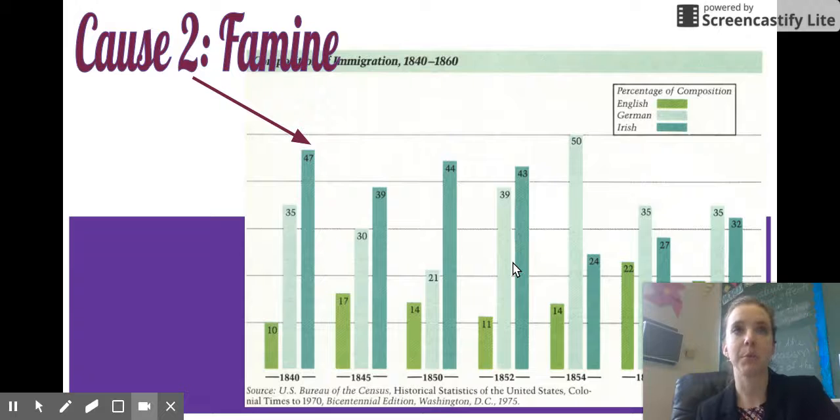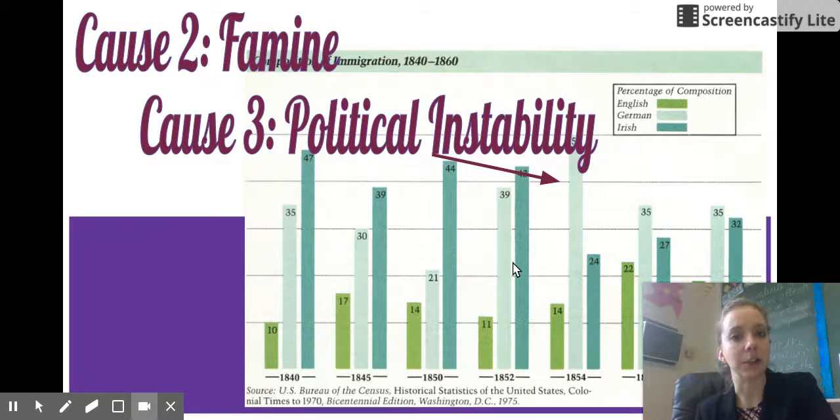Other reasons are what we would call more of the push factors, the things happening at home for the migrants who are leaving that might encourage them to leave. The first would be famine. We see this particularly in Ireland with the Irish potato famine, but other places around the world, even including India later on in the 1800s, will want to migrate thanks to famine at home.